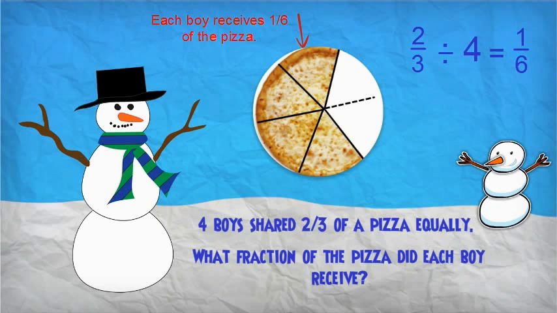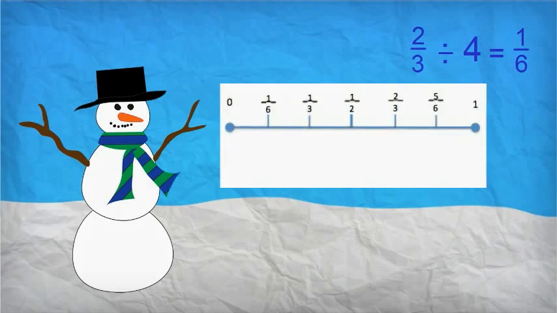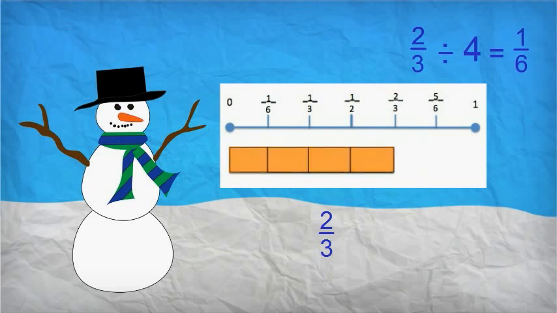Let's look at this problem in a different way. We know we had 2/3 of a pizza, so I'm going to illustrate 2/3 on a number line. My number line is divided into 6 and shown in simplest form. This bar shows 2/3 of a whole. We then have to divide this bar into 4 equal parts. Remember, the question was, what fraction of the pizza did each boy receive? So I want to know the fraction for one part of this bar.